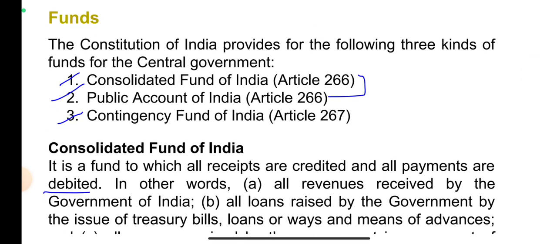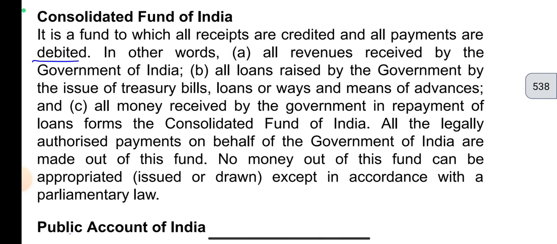Now, funds. The Constitution of India provides for the following three kinds of funds for the central government. Consolidated Fund of India, तो यहाँ पर अच्छे से पढ़ना है. Consolidated Fund of India ये आर्टिकल 266 में है. पब्लिक अकाउंट ऑफ इंडिया ये भी 266 में है. और कंटिजेंसी फंड ऑफ इंडिया आर्टिकल 267 में है. तो तीन फंड हैं: कंसोलिडेटेड फंड ऑफ इंडिया, पब्लिक अकाउंट ऑफ इंडिया और कंटिजेंसी फंड ऑफ इंडिया. नाउ देखते हैं डिटेल्स से इनके बारे में. Consolidated Fund of India: it is a fund to which all receipts are credited and all payments are debited.